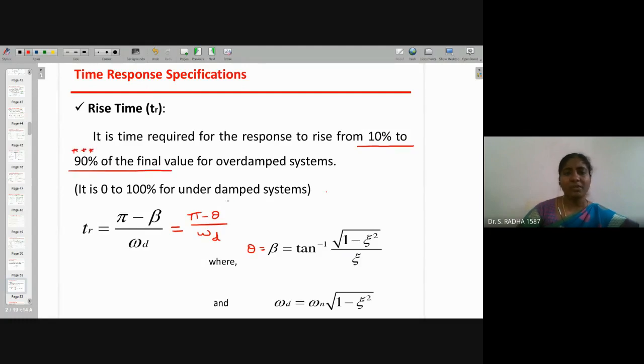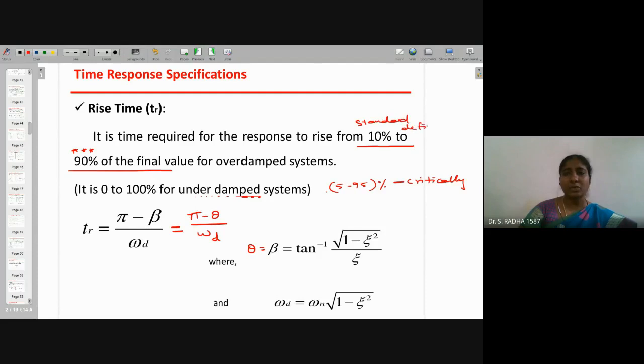But if it is an underdamped system, you can take 0 to 100%. If it is a critically damped system, you can say 5 to 95%. But the standard definition is 10 to 90% only. Standard definition.